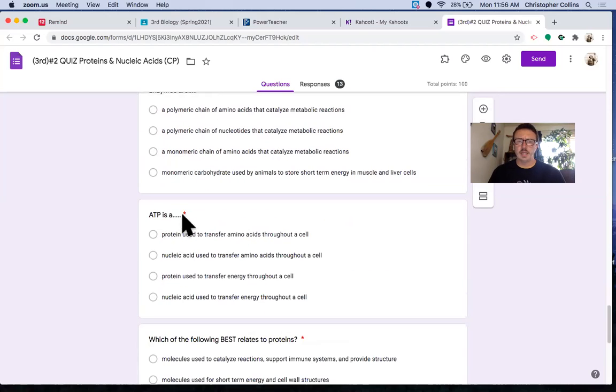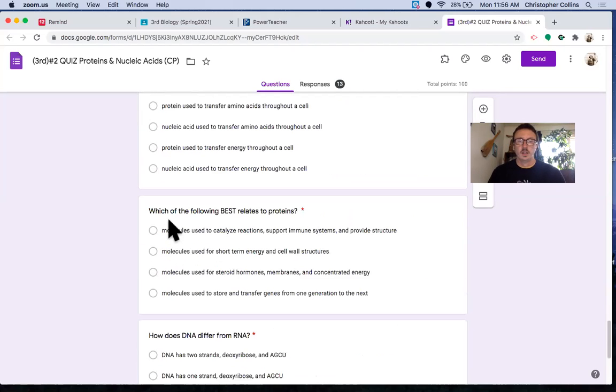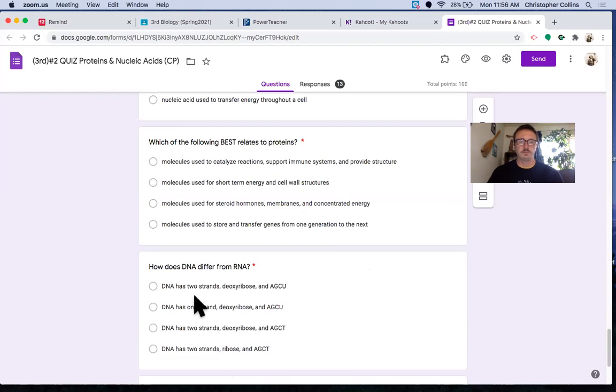What is ATP? ATP is a nucleic acid used to transfer energy throughout the cell. Which of the following best describes proteins? So I see molecules used to catalyze reactions. That would be an enzyme, so that sounds good. Support our immune system. For sure, we've got antibodies that our bodies make, and those are proteins. And they provide structure. Yeah, like your skeletal muscle, those are proteins, so that's the best answer there.